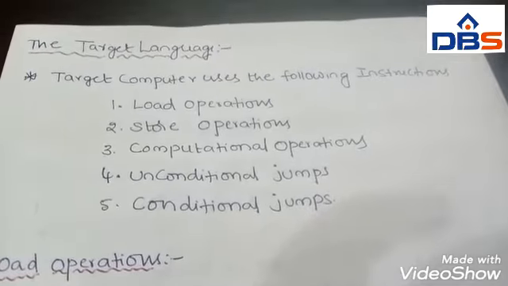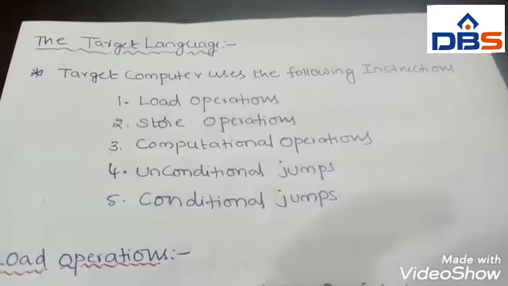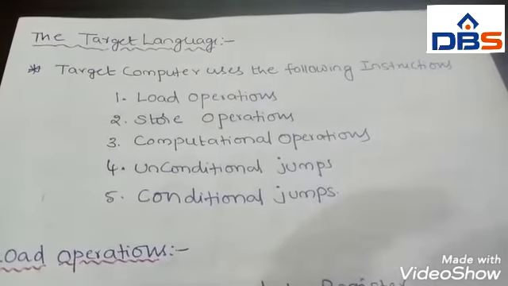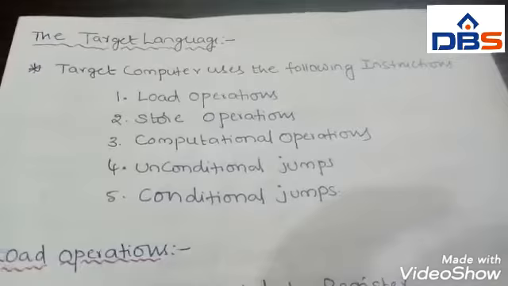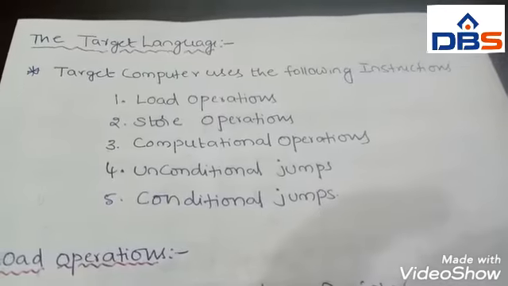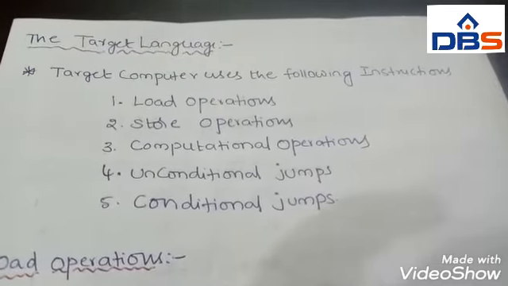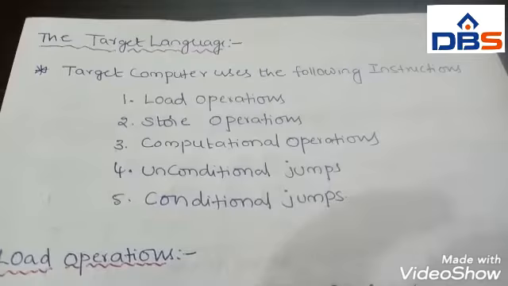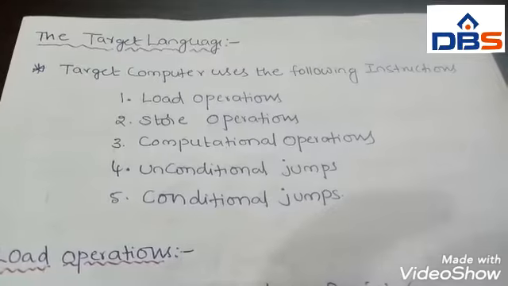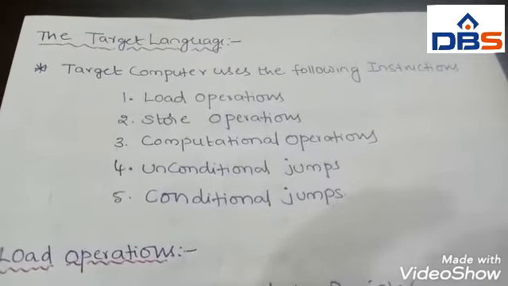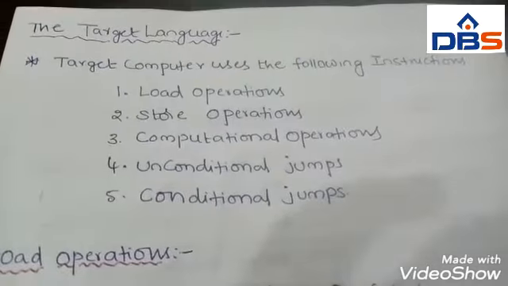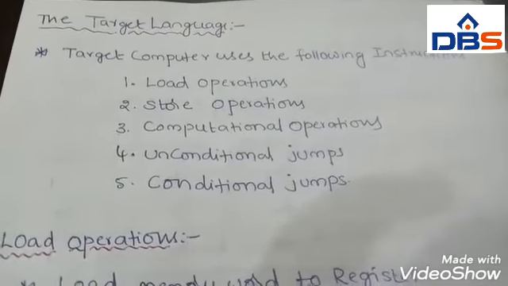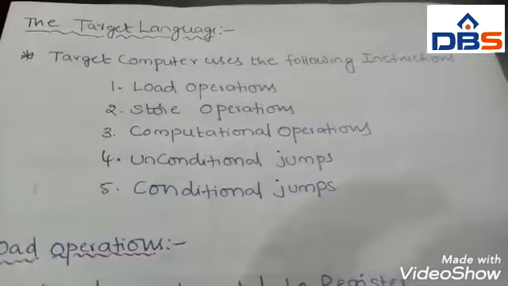Last class, we discussed the introduction to code generator and the various issues in designing a code generator. Today's class, we are going to discuss the target language. We can call the target language object code forms or target machines. In this, we are going to discuss certain instructions as well as certain addressing modes.